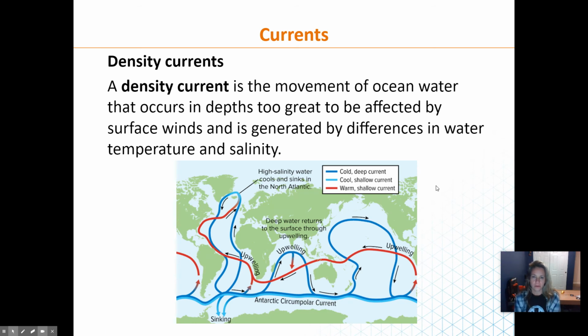All right, and then we have something called density current. So that's all that stuff that we talked about was all surface. So this is density currents, and density currents are driven by temperature and salinity, and they're happening deep underwater. So you can see here, look at how all the oceans are connected. They're all completely connected here.